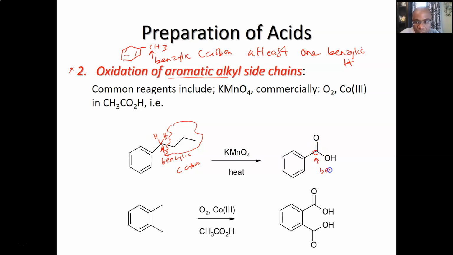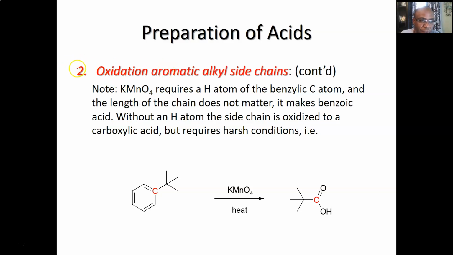The benzylic carbon is still there, but it has been transformed to the carboxylic acid using potassium permanganate at heat. The other reagent that can be used to oxidize the benzylic carbon to carboxylic acids is oxygen in the presence of cobalt-3 and acetic acid. Industrially they would use this reagent or potassium permanganate to oxidize the benzylic carbon. So remember, I said you need a hydrogen atom on the benzylic carbon. The length does not matter. You make benzoic acid.